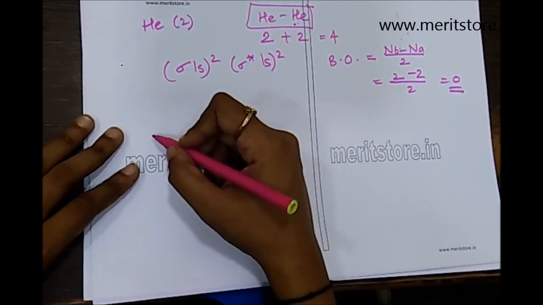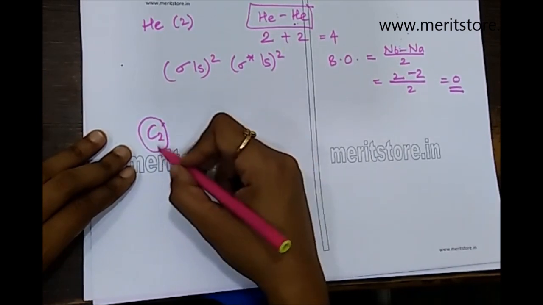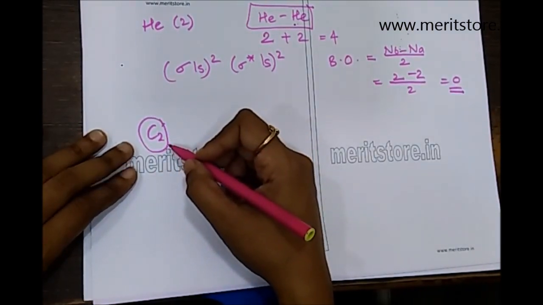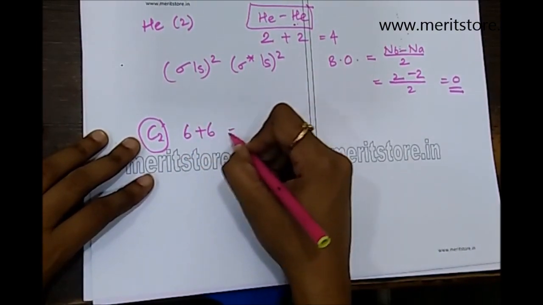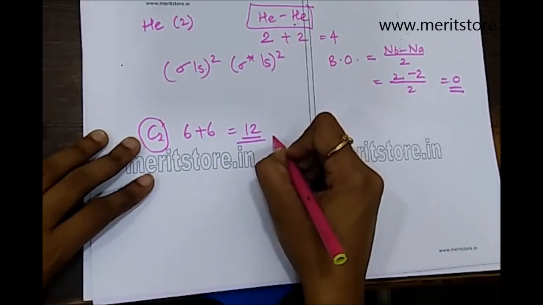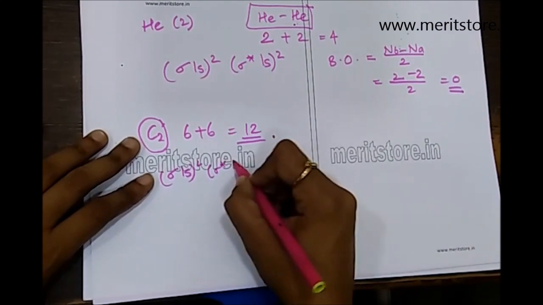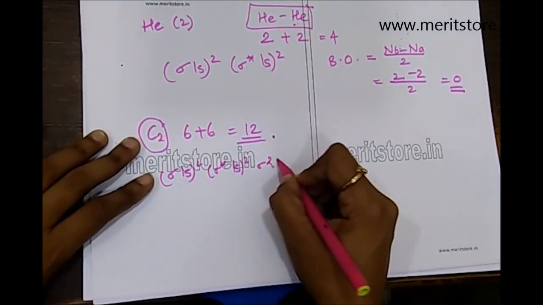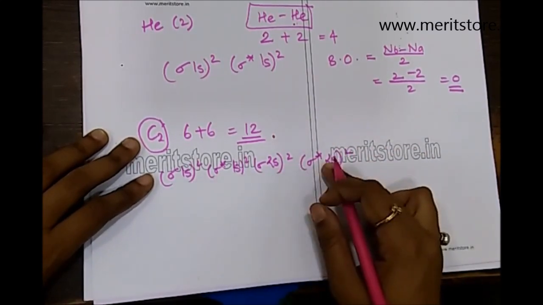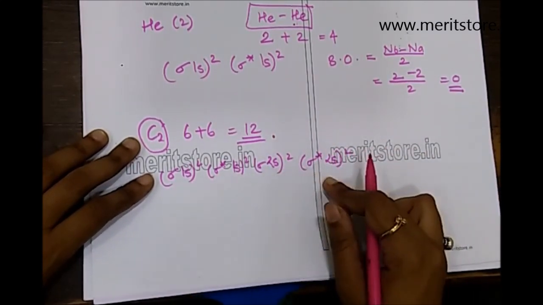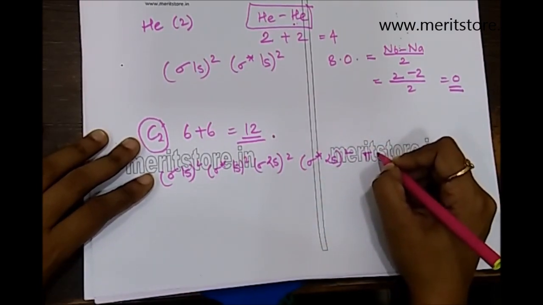Let us take one more example, C2. We have to find the bond order between the two carbon atoms. Every carbon atom has atomic number 6, so it is 6 plus 6, and we have to distribute a total of 12 electrons. We have sigma 1s2, sigma star 1s2, sigma 2s2, sigma star 2s2. Up till now we have completed 8 electrons. Now 4 more to go, so we will fill electrons in the next pi orbitals.